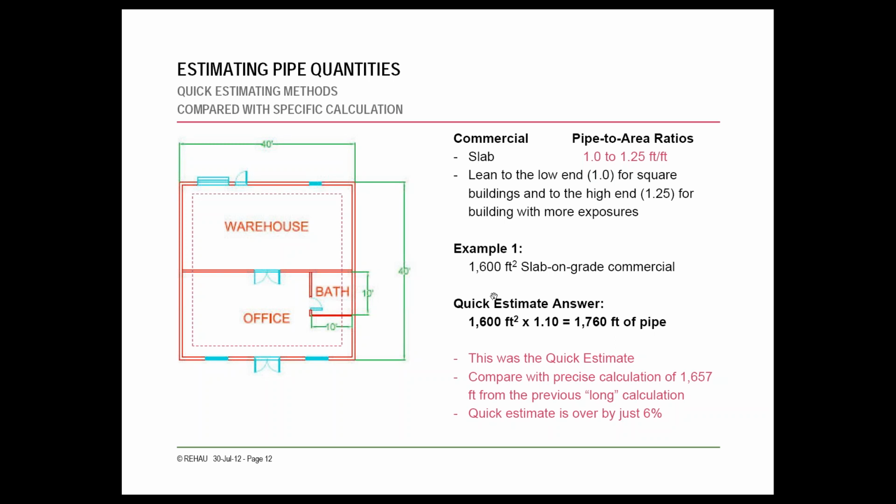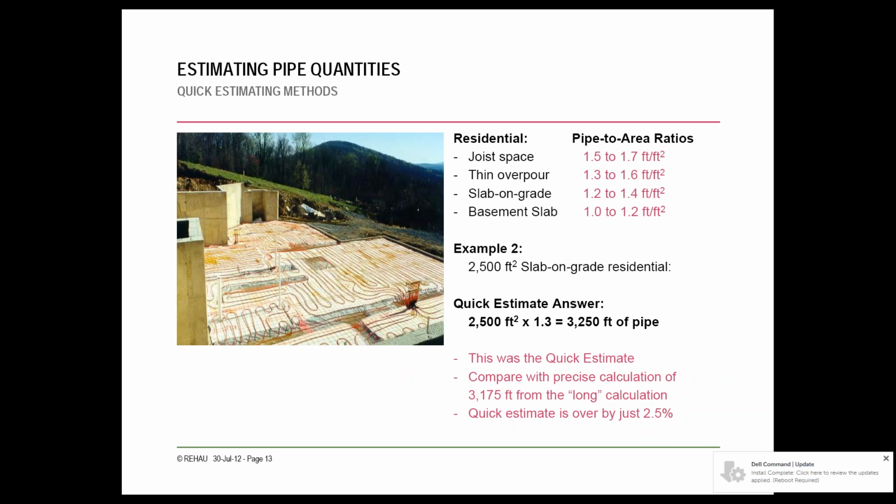So in terms of spacing, even if you're going to be doing a perimeter zone like this, by going through and calculating it all individually, you're not going to be saving yourself very much material, but you're going to be saving yourself a lot of time. This is just a second example, 2,500 square foot on grade residential. If you're going to be doing a thin pour, which they're suggesting here, you multiply by 1.3, and that would give you 3,175 feet of pipe.